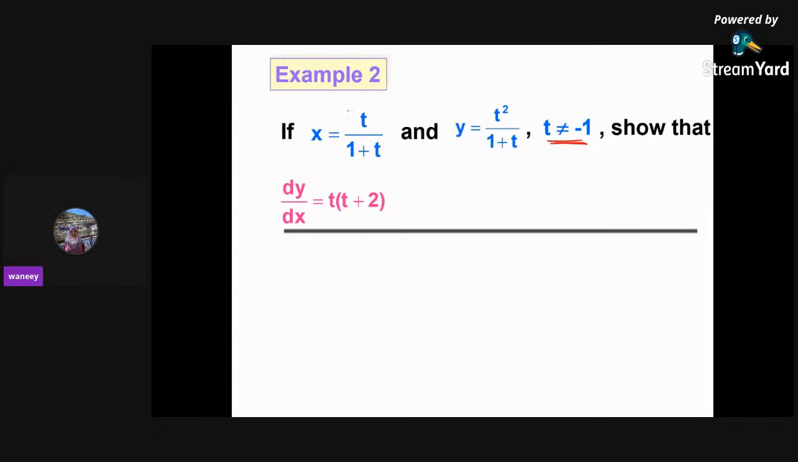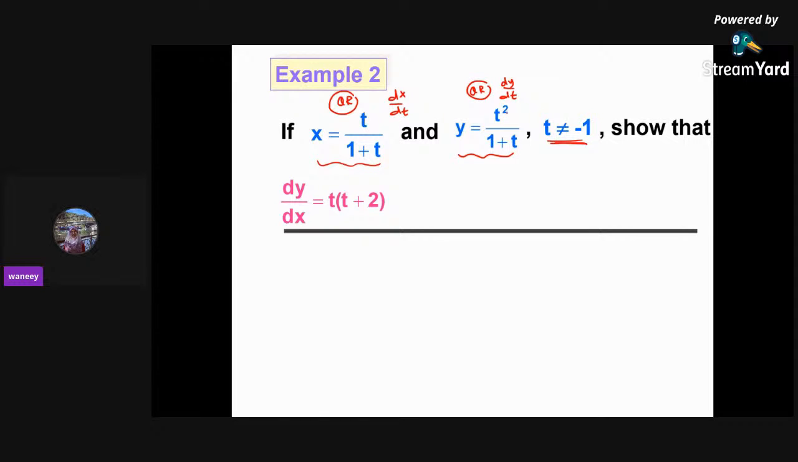Okay, so basically, we have x equal to t over 1 plus t. Therefore, in order to differentiate this to get dx over dt, we need to use something called the quotient rule. So you need to use the quotient rule for this. Meanwhile, y is equal to t square over 1 plus t. Again, you need to use the quotient rule for them in order to get dy over dt.